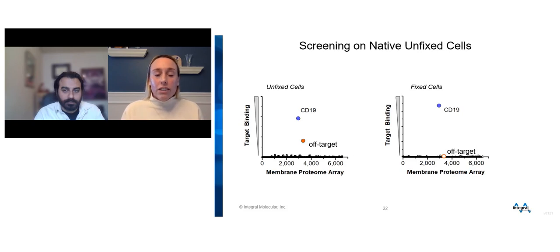We actually have a good example of this. We screened a molecule targeting CD19 on both unfixed and fixed cells. And in both cases, the antibody bound the target CD19, but we also identified an off-target binding interaction to an off-target only in the unfixed cells. In using fixed cells, we were not able to identify this interaction, which again really is why we routinely use only unfixed cells in all of our experiments.